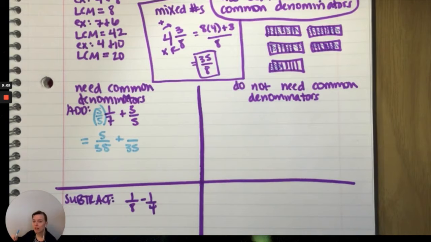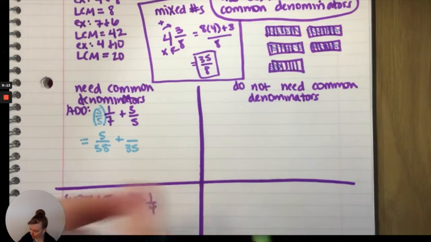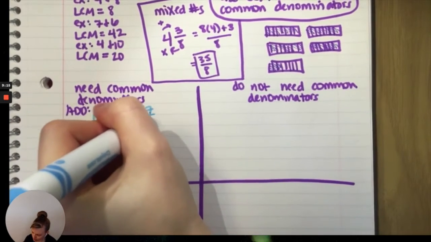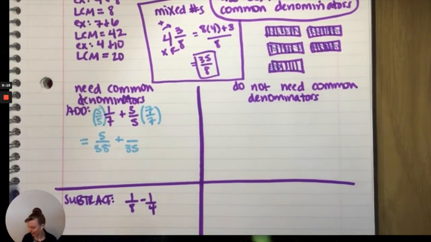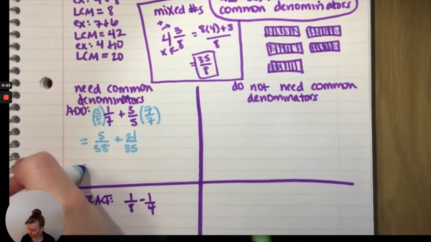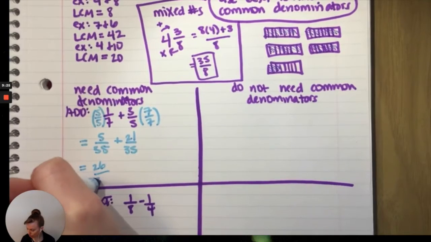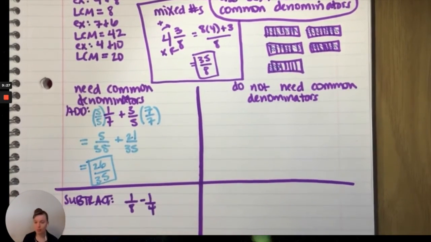I could simplify this 5/35 back down into 1/7. And this 3/5 I'm going to multiply by 7 divided by 7, a convenient name for 1. And then 3 times 7 is 21. Add my numerators, and I'm going to get 26 over 35. That's as simple as it gets, so that's my answer.